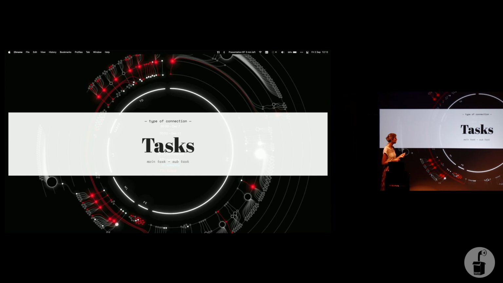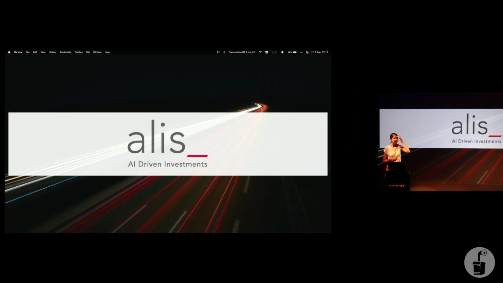And I want to end with stepping away from connections that relate to humans and looking at systems instead. So I got approached by Alice, a startup from South Africa. They are trying to use machine learning to find good investment opportunities. And to do this, they've created their own operating system, and they were looking for someone to visualize that system.